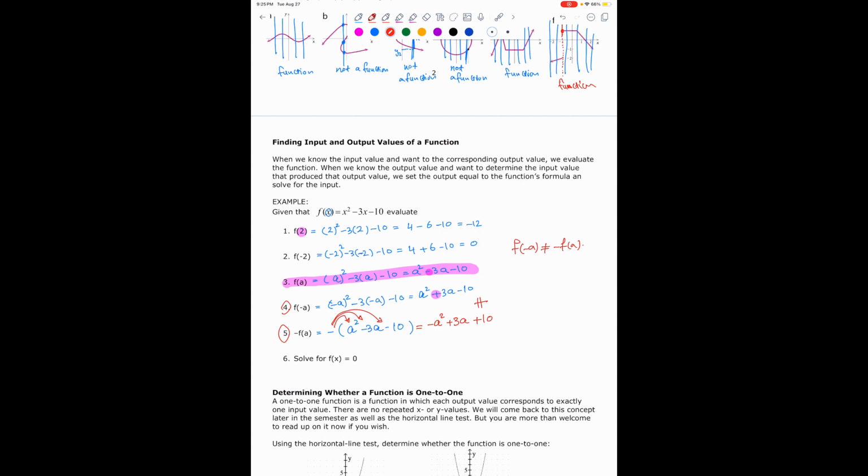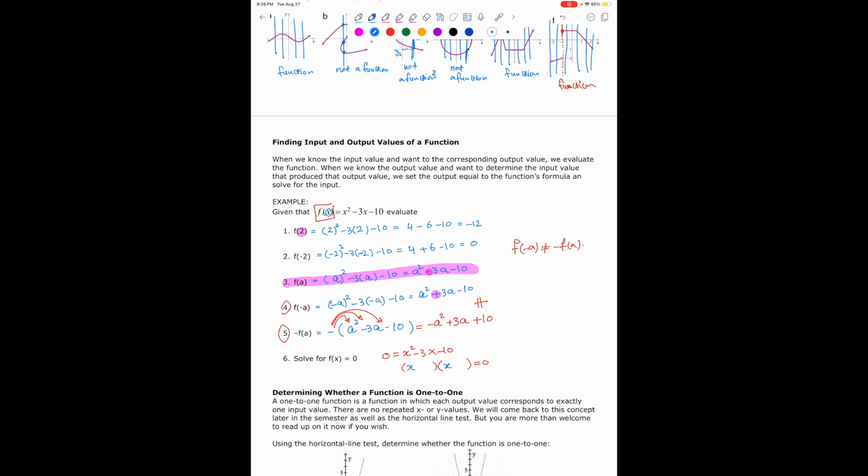Finally, we want to solve for f of x equals 0. So we're going to remove f of x and replace that with 0 and solve. We get 0 equals x squared minus 3x minus 10. This is a quadratic function. This is a quadratic equation. We're going to factor it first, or we can put the 0 on the other side if that makes it better. We factor the x.